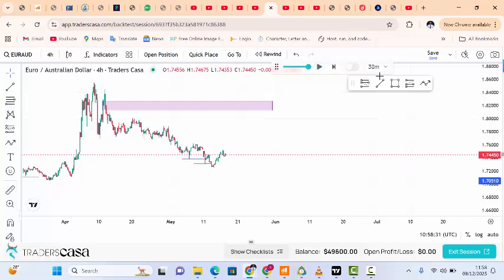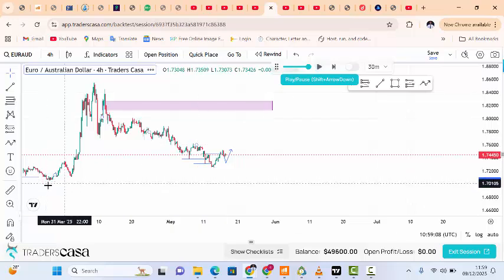So we have a new market structure shift or change of character here. You can see. If it pulls back and gives us a new break of structure, then I'll enter this trade to this POI. Just watch and see what happens.